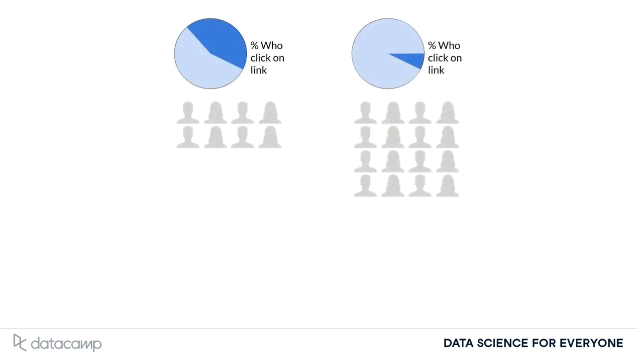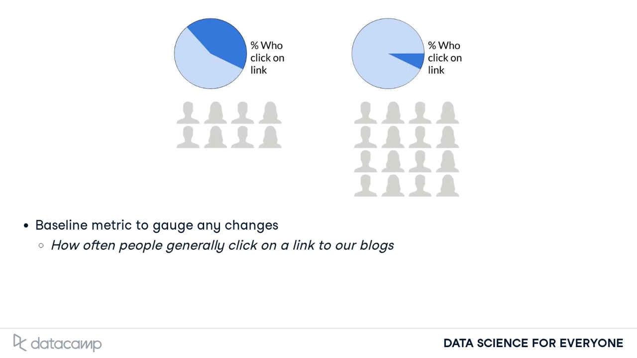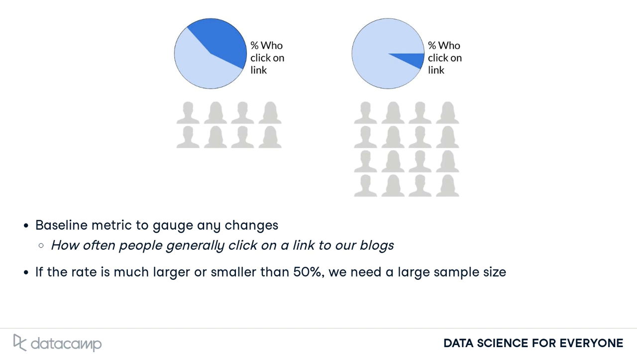Next, we'll run the experiment until we reach a sample size large enough to be certain that results aren't due to random chance. The size depends on a baseline metric that helps gauge any changes. In our case, it's how often people click on a link to one of our blogs usually. If the rate is much larger or smaller than 50%, then we need a larger sample size. Click rate is typically under 3%.